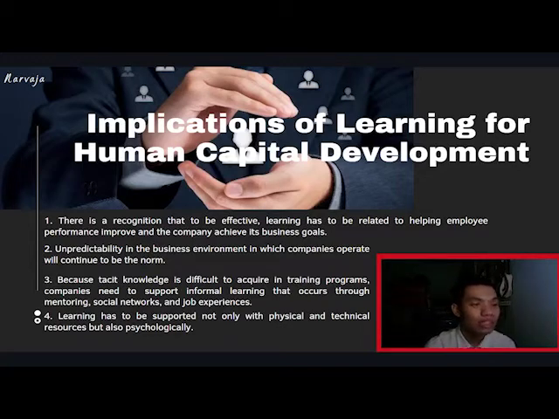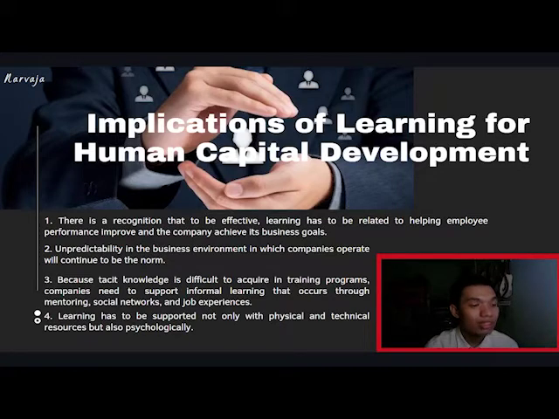Number 1. There is a recognition that to be effective, learning has to be related to helping employee performance improve and the company achieve its business goals. Number 2. Unpredictability in the business environment in which companies operate will continue to be the norm. Human behavior is broad and unpredictable, so in the actual environment of the firm, uncertain things can become the norm.